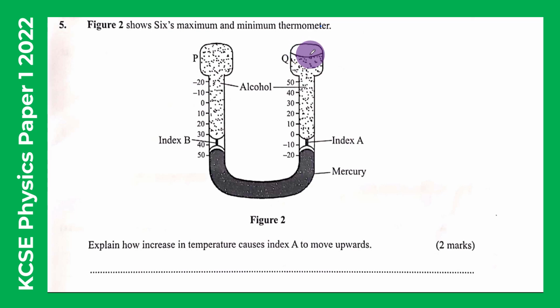Okay, when temperature falls, of course now you don't need to go into that, but I'm giving the complete explanation of what happens with this thermometer. When temperature falls, this alcohol is going to contract, so this means that this level of mercury is going to move up, pushing index B upwards, while the alcohol just passes through index A as this level of mercury falls. And that is the explanation you would give in order to earn these 2 marks.